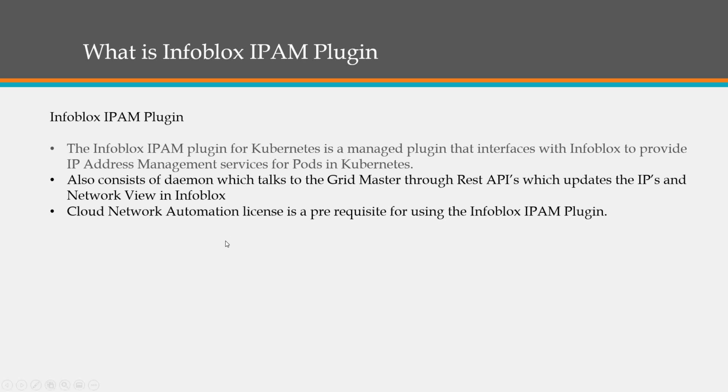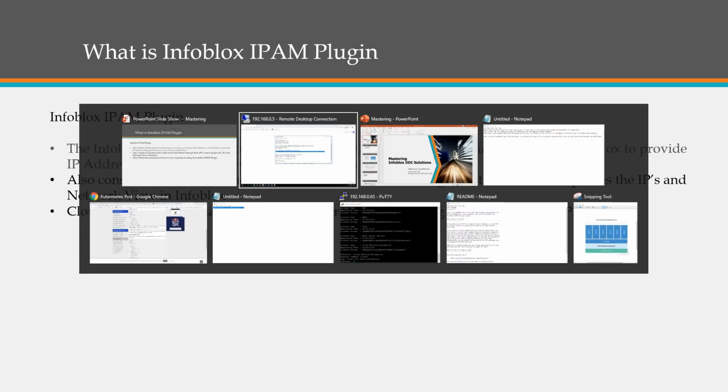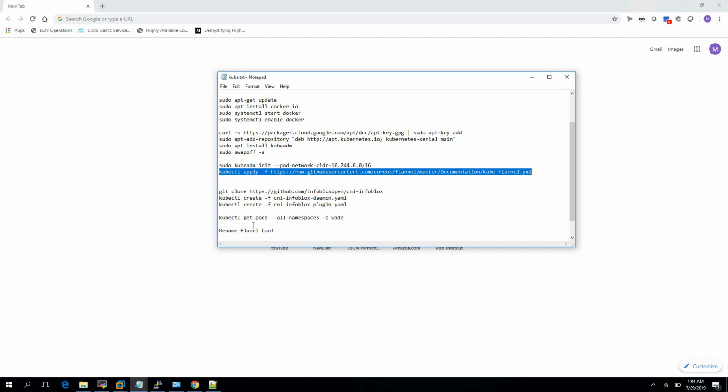And one important thing which gave me a lot of trouble is that when I tried doing this, initially it was failing. When I tried troubleshooting it, what I figured out was that a license was required. So this Cloud Network Automation license is a prerequisite for using the Infoblox IPAM plugin. Without that, it will not work. Okay, so I hope you got a high level idea of what this Infoblox IPAM plugin is. So now let's try and set it up.